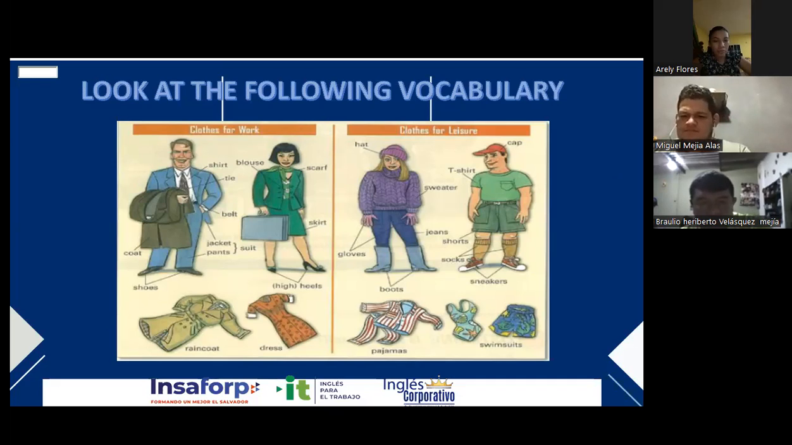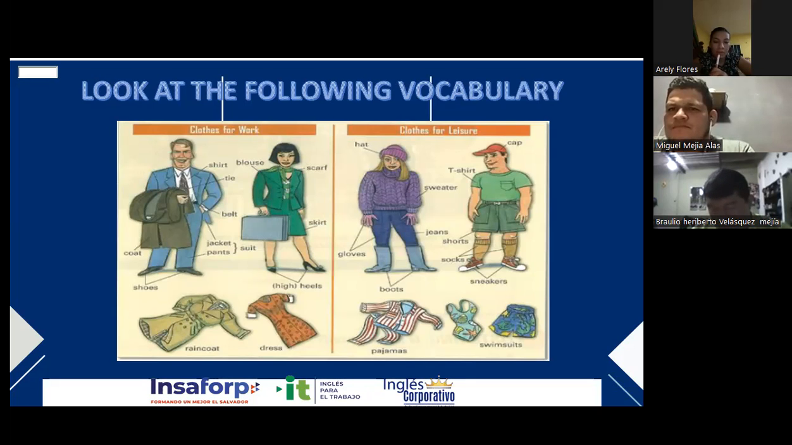Y luego tenemos clothes for leisure, que en este caso es como que un poquito más casual, right? Para entretenimiento, for diversion, for having fun, for a party, for playing sports. In English, el significado de leisure significa como decir, como de diversión, right? Como de entretenimiento. That is a leisure.